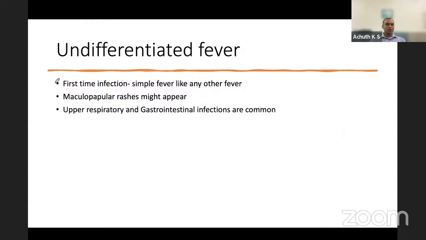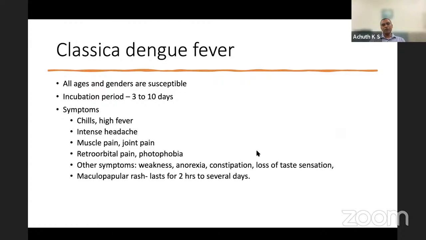Undifferentiated fever. When the infection is the first time, it looks like a mere viral fever and people tend to neglect it. There's a rash that is maculopapular, and upper respiratory and GI infections, which are common in the first infection only. Classical dengue fever: all ages and genders are susceptible, no differentiation between any age or gender. Incubation period is commonly 3 to 10 days. If you don't remember anything about the incubation period for dengue, write it as 1 week to 10 days or 1 week to 2 weeks. You will not go wrong anytime.